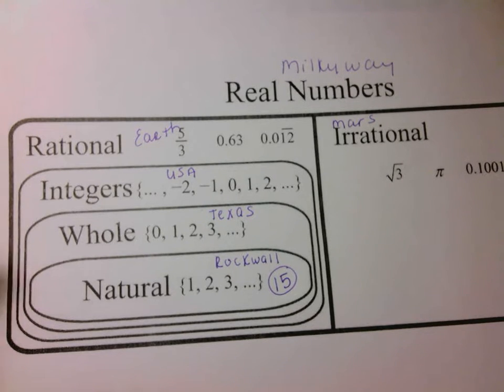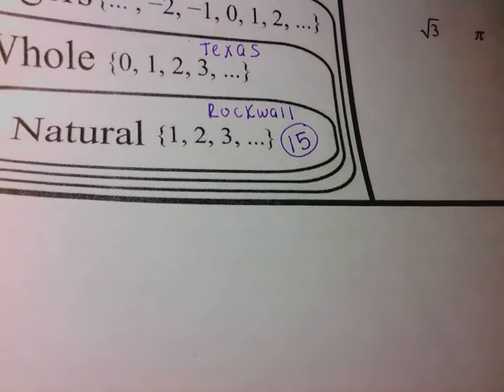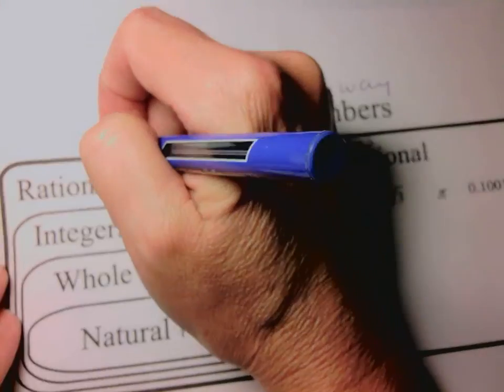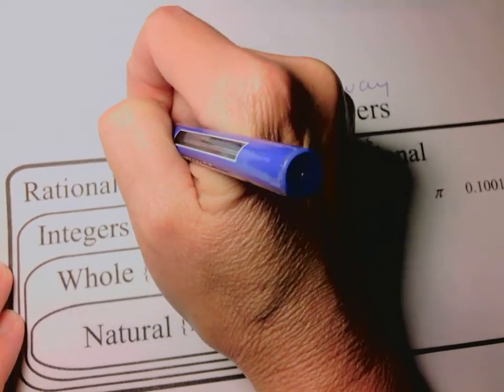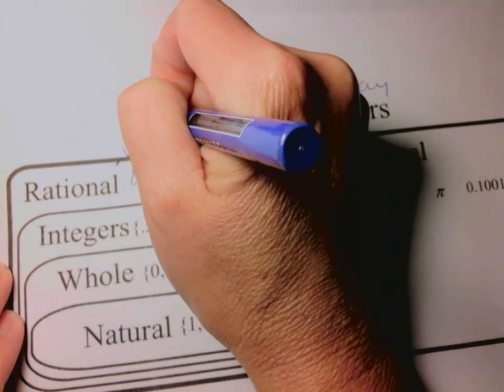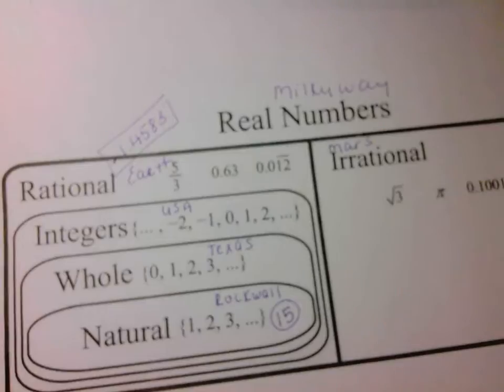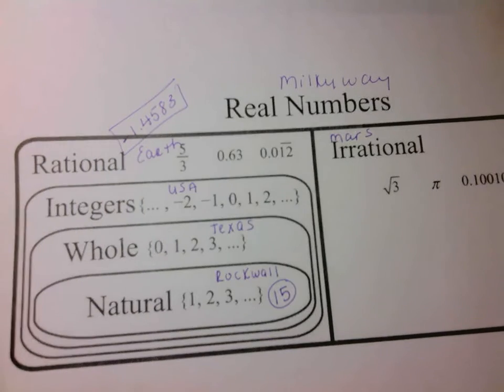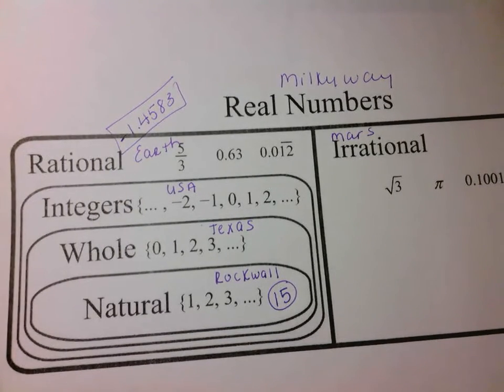So the next example is negative 1.4583. Negative 1.4583 is a rational number because I can put it into the form of a fraction. So it is rational, but it's not anything else. It's not natural, it's not whole, and it's not an integer. So it's just rational.